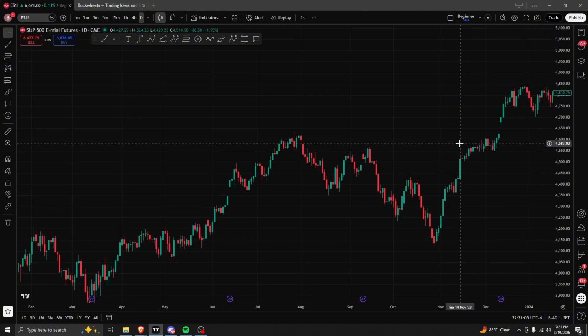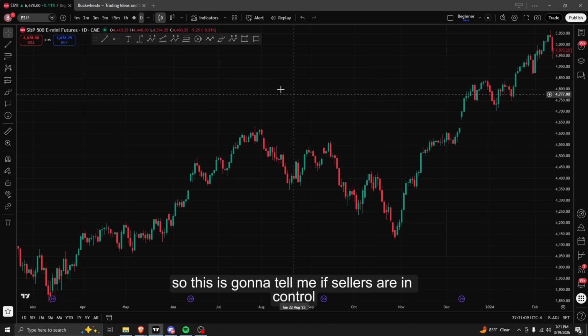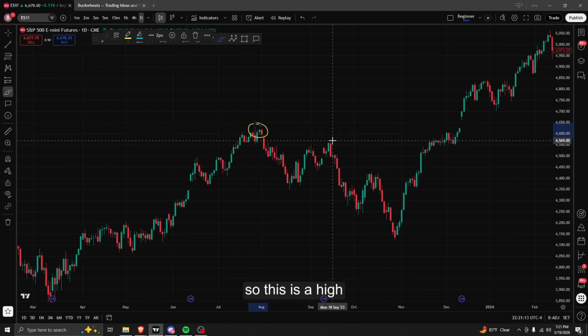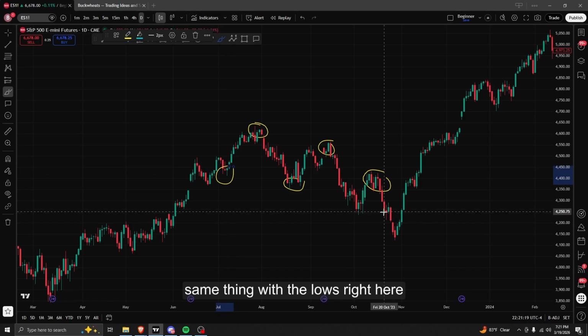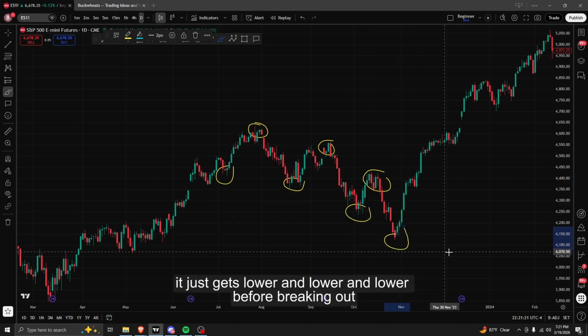Okay. Is the chart making lower highs and lower lows? So this is going to tell me if sellers are in control. So this is a high and it just gets lower and lower than the previous one. Same thing with the lows right here. It just gets lower and lower and lower before breaking out.